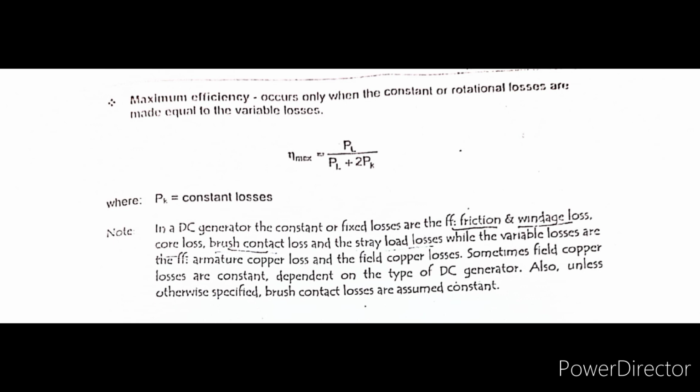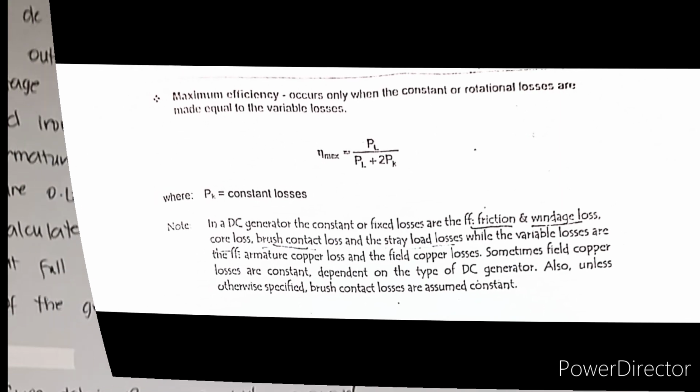Note that in a DC generator, the constant or fixed losses are the following: friction and windage loss, core loss, brush contact loss, and the stray load losses, while the variable losses are the following: armature copper loss and the field copper losses. Sometimes field copper losses are constant, depending on the type of DC generator. Also, unless otherwise specified, brush contact losses are assumed constant.